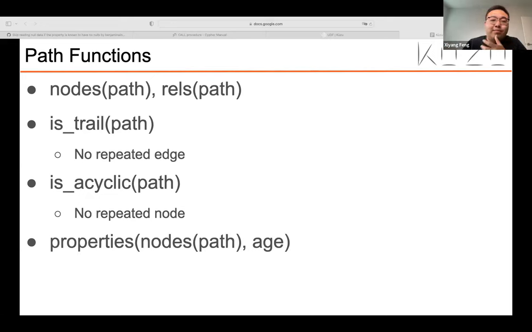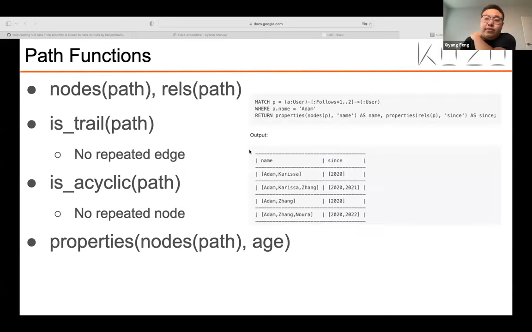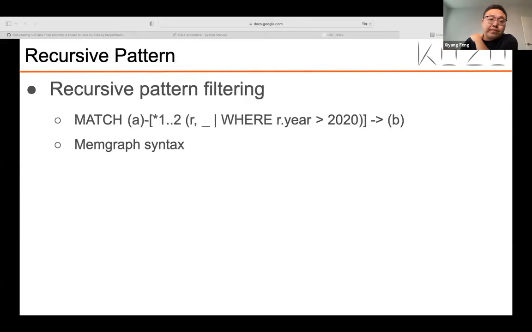And finally, we have this properties function, which returns a specific property of all the nodes or edges that appear on the path. This function could be helpful when you are only interested in a subset of the node or edge properties, because returning all properties can make the query result hard to interpret if there are many properties for each node and edge. The example here on the right shows returning the name property of all the nodes on this path and the since property of all the rels on this path. So in the query result, you get a list of strings and a list of integers.